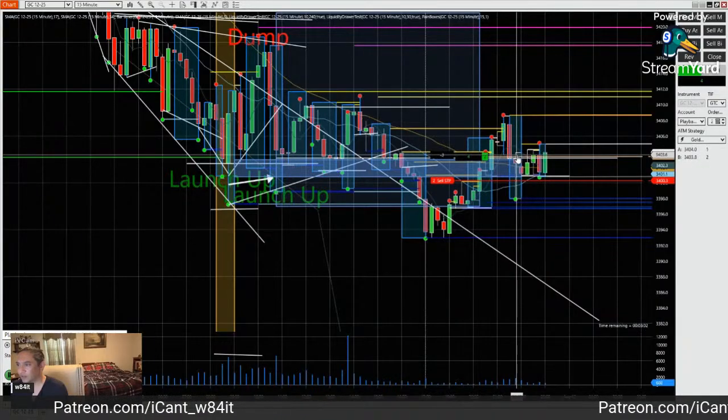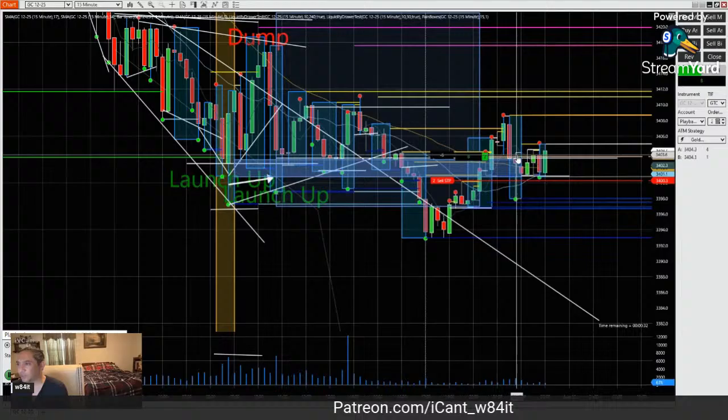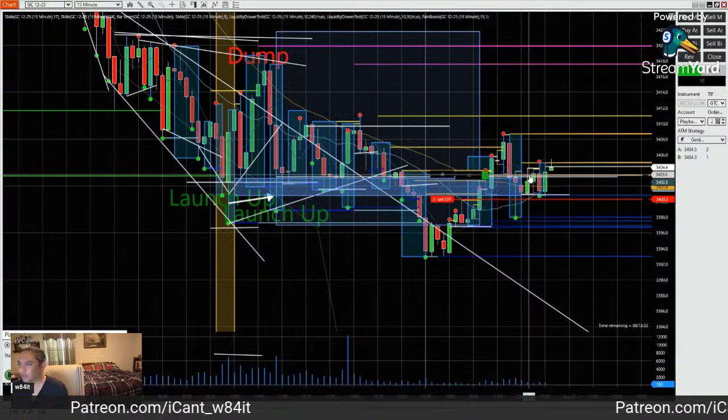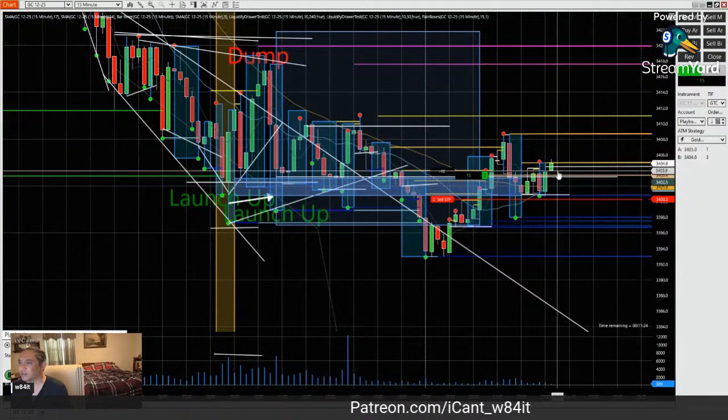It needs to break this high. Pretty much exactly where I'm at. It needs to break that. So I did break it slightly, pushed up into this area here. I don't know if it's going to come back and retest.